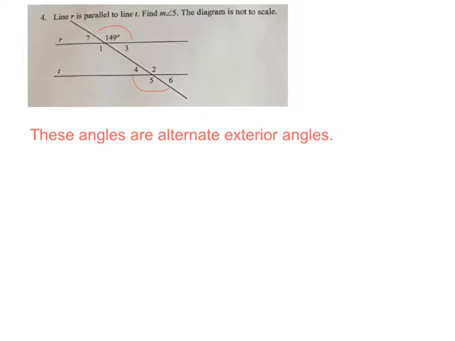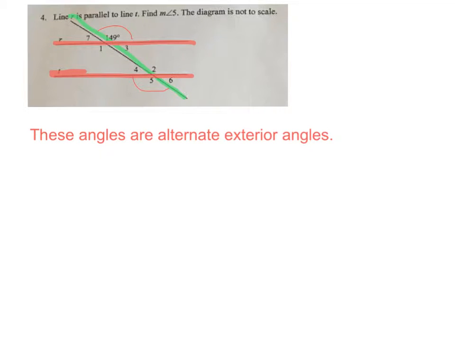Okay. So for problem number 4, I just want to point out that this is the transversal. Let me make it smaller. Okay, so this is the transversal here, and here are the parallel lines. Line R is parallel to line T.